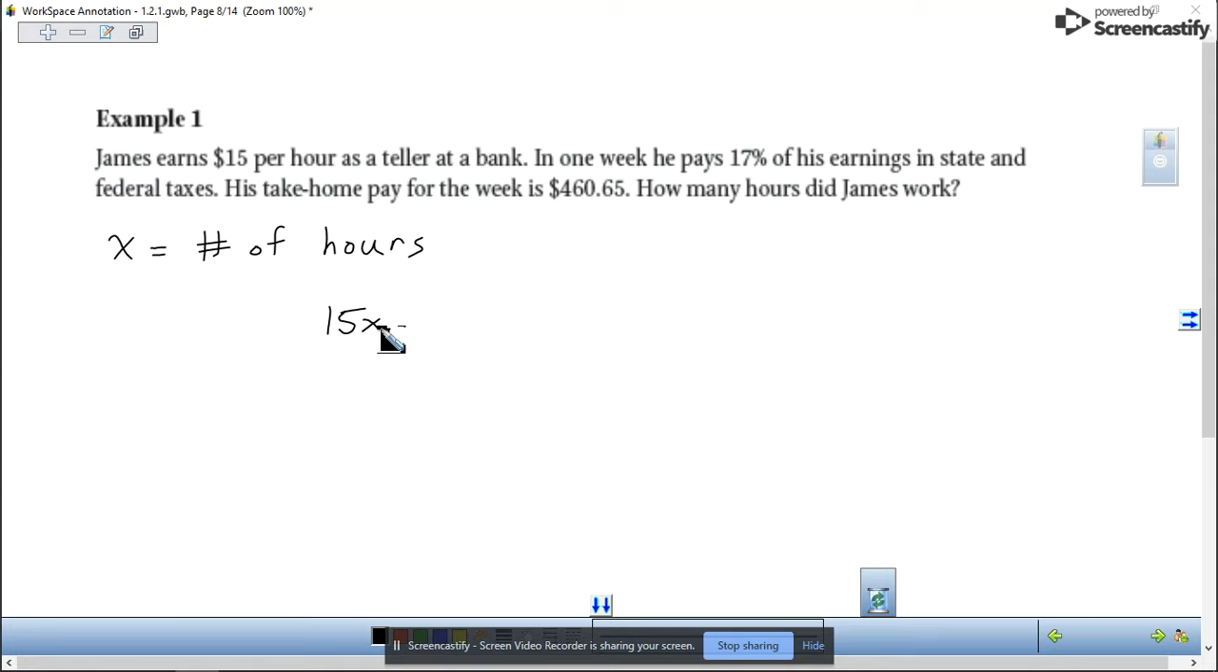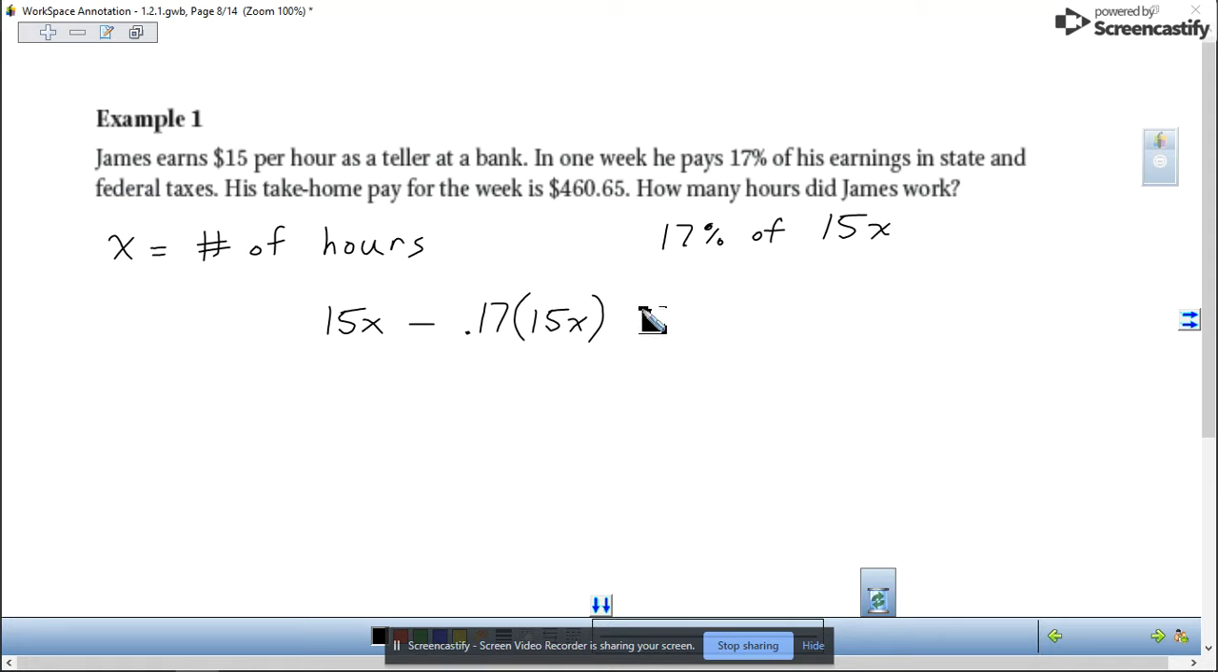Now, the next thing it tells us is that in 1 week, he pays 17% of those earnings, so 17% of the 15x, into state and federal taxes. So he's losing that money, okay? Losing means you're going to be subtracting 17% of 15x. Of in this kind of situation means multiply, and we don't ever want to work with a percent. So we're going to change it to a decimal, 0.17 times 15x.